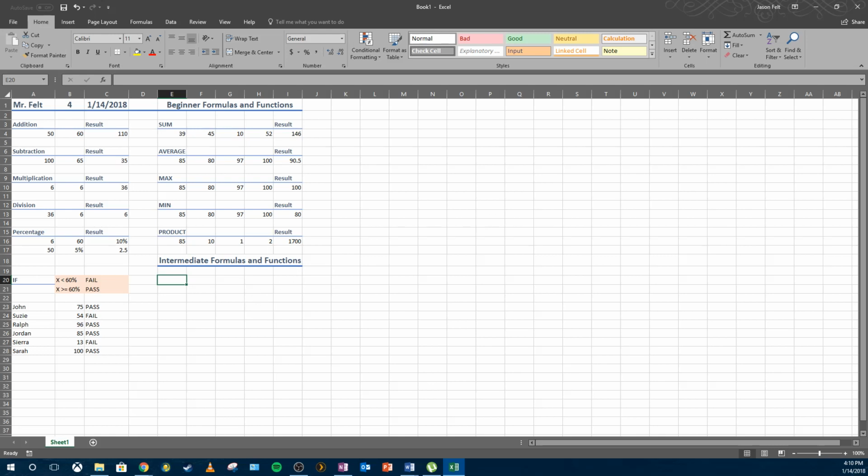The next one I want you to know is the payment function. Now this function is important when you are 16, 17, 18, when you want to go out and buy a car. Chances are, unless your parents buy it for you or you already have the money saved up, you're going to have to take out a loan. And the payment function allows you to calculate how much that loan payment is.